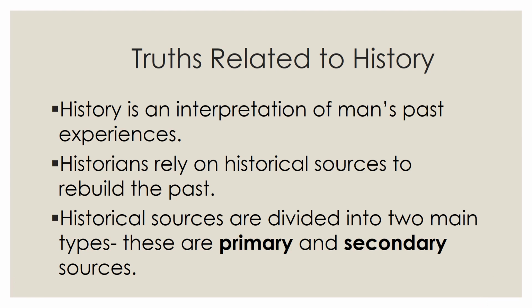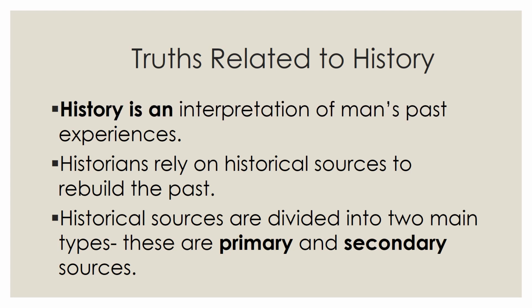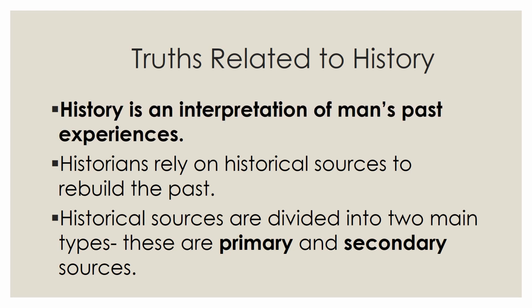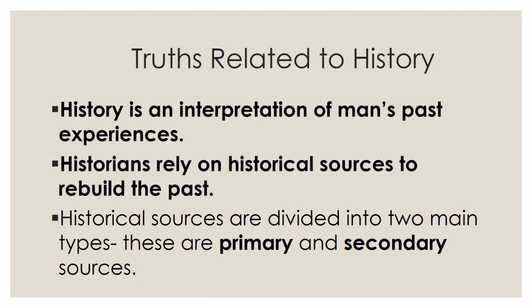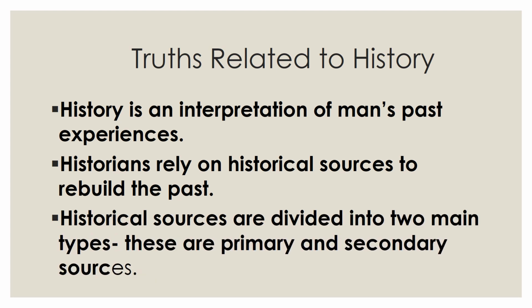Guys, let us recap by looking at truths related to history. History is an interpretation of man's past experiences. Historians rely on historical sources to rebuild the past. Historical sources are divided into two main types. These are primary and secondary. Some sources, however, fall within the category of both primary and secondary sources, and this is dependent on when the information was gathered.